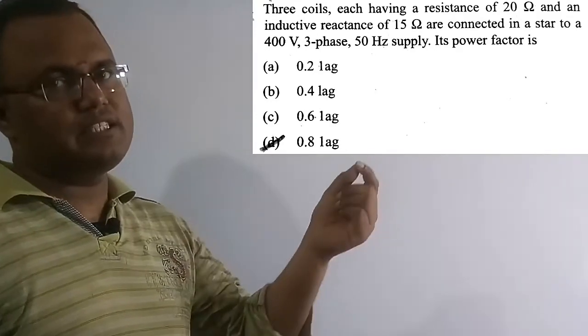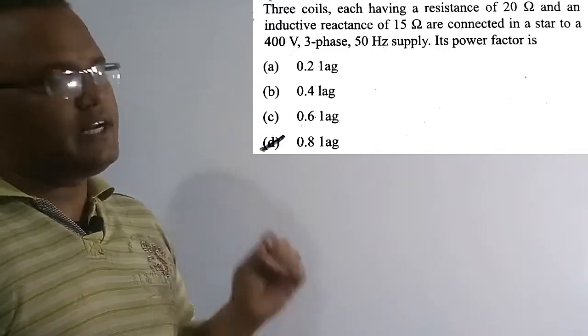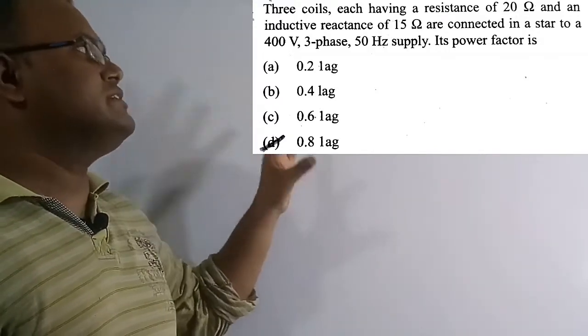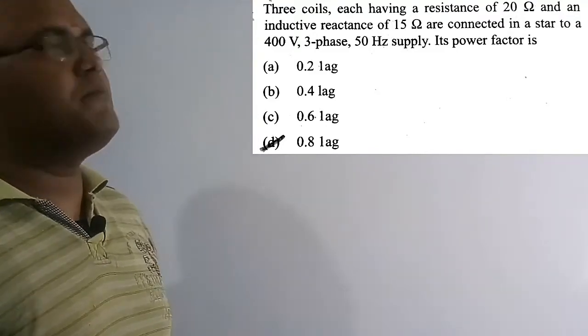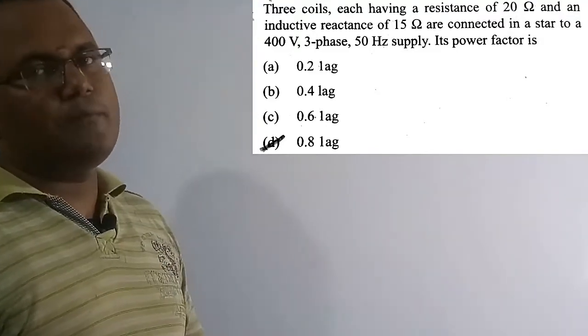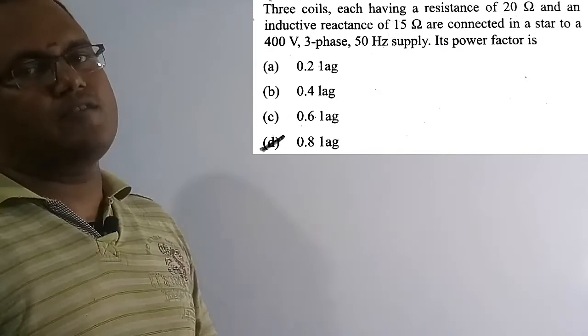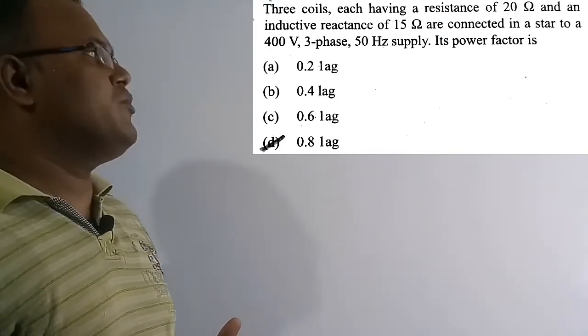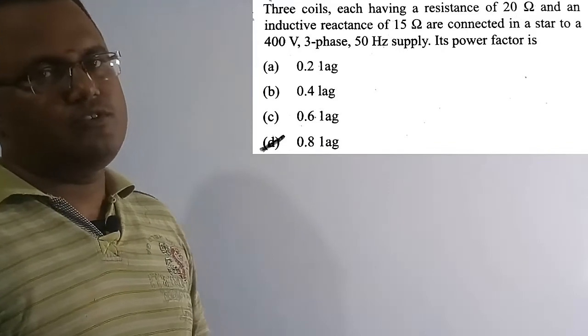They are given the resistance and also reactance of these coils, and these are connected in a star fashion. They are given the supply voltage and the supply frequency also. Supply voltage is the line voltage. Based on this, we have to find the power factor of the load. Out of these four options, option D, 0.8 lag, is the correct solution of this question.